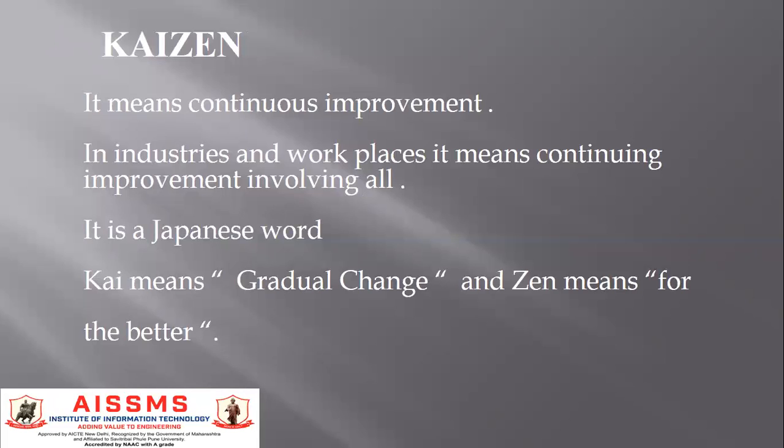The second quality management tool is KAIZEN. KAIZEN means continuous improvement. In industries and workplaces, it means continuing improvement involving all, right from the staff to the procedure to various types of activities carried on everywhere. Wherever possible, KAIZEN has to be applied. It is again a Japanese word where Kai means gradual change and Zen means for the better.